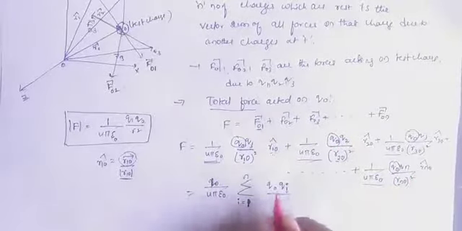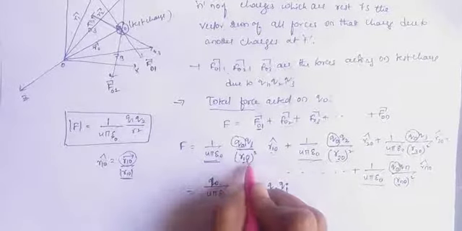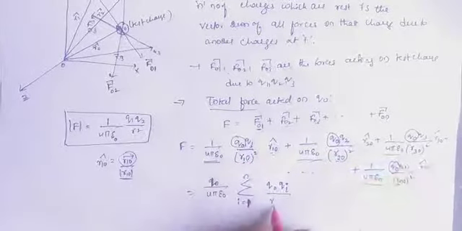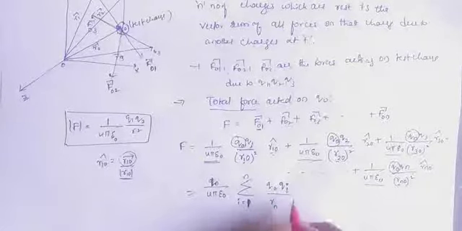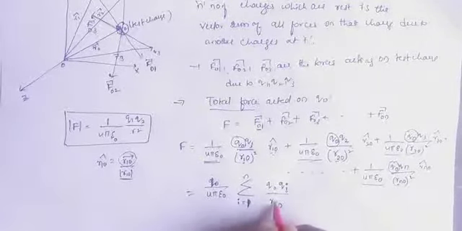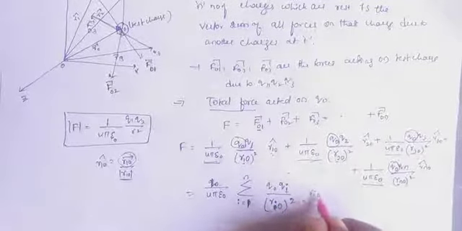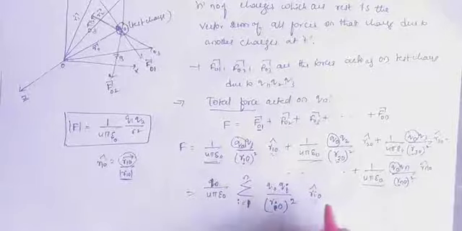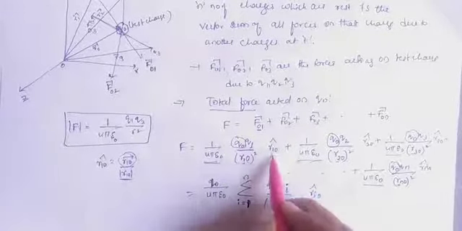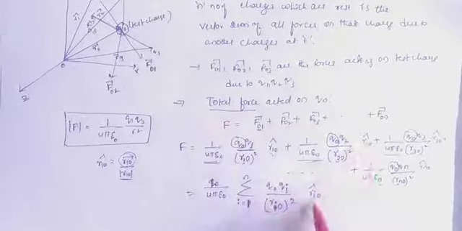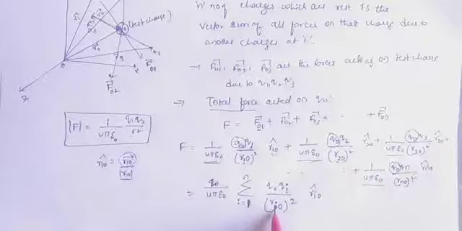That is divided by r10, r20, r30, up to rn0. So that means here we are taking ri0, ri0 square, and here ri0 cap. So if i equals 1, r10; i equals 2, r20; i equals 3, r30. Here also i equals 1, r10, r20, like that.